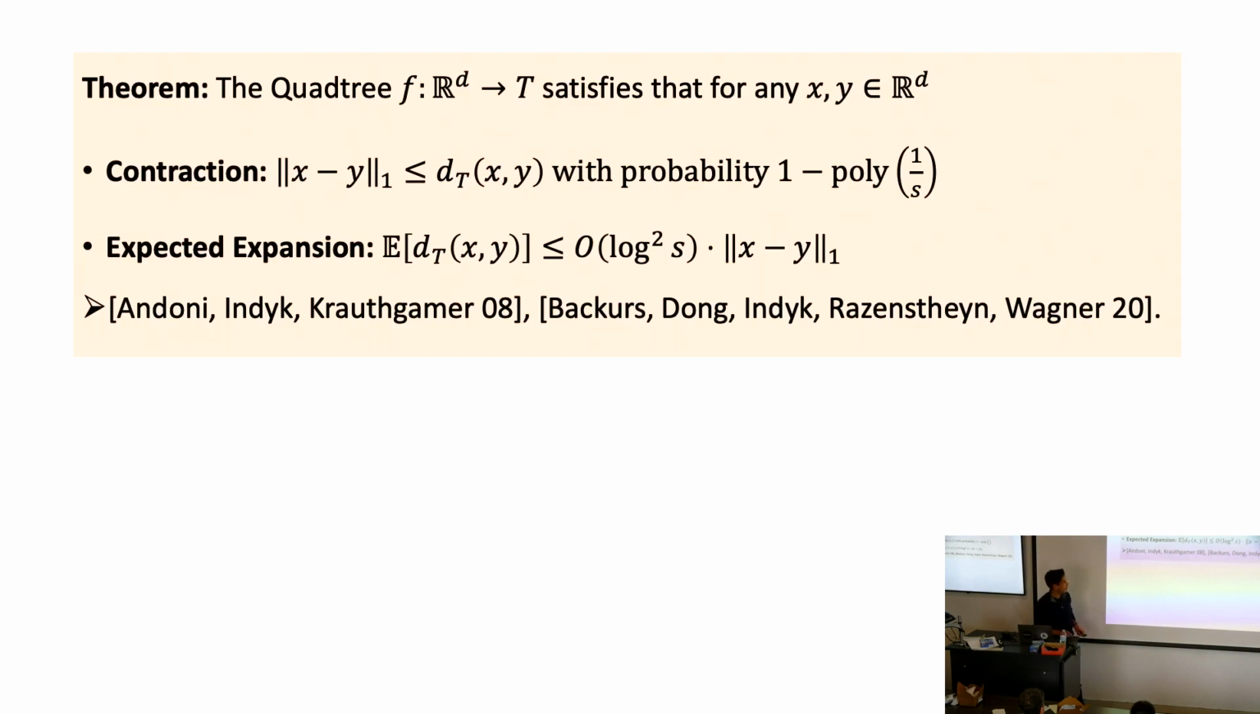They also show the following thing, that the expected expansion of distances is bounded. So in expectation over the random draw of the quadtree, the distance between points in the tree only grows by a log squared S factor from the original distance. So these two facts, it turns out, are enough to embed EMD. This is for a single point.